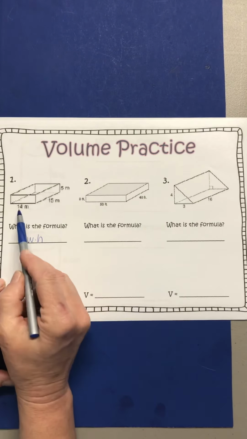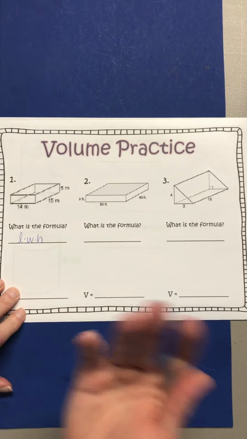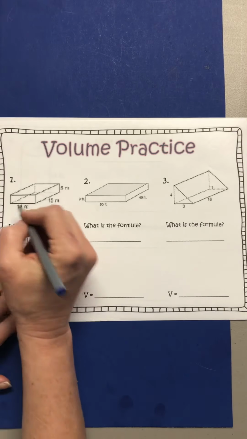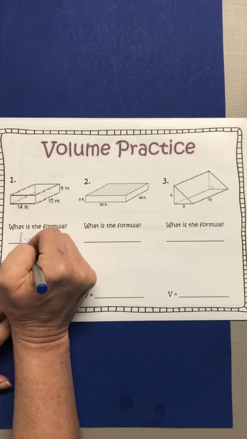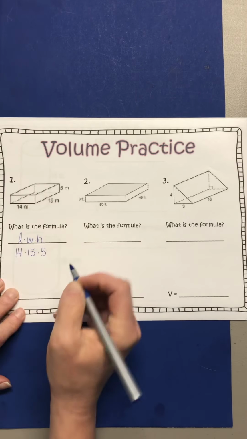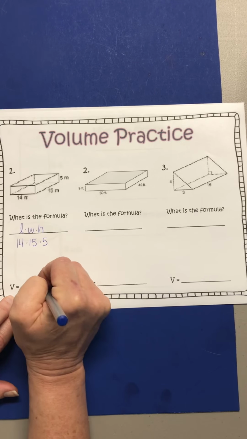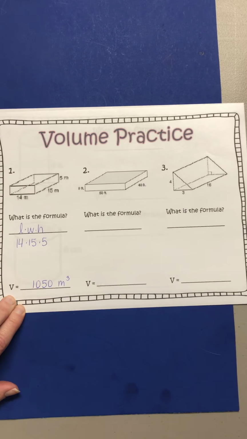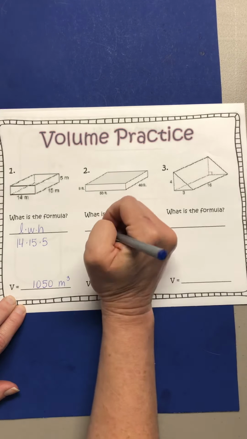And if I plug my numbers in here, it really doesn't matter which one you have as the length and the width, and really the height, that doesn't matter either. So I'm just going to do 14 times 15 times 5. If I multiply those all together, that's going to give me 1,050 meters cubed.